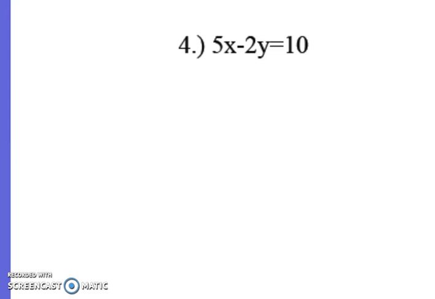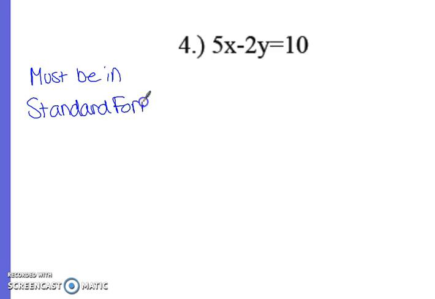So let's suppose that you have an equation and not a picture. The first thing you have to do is it must be in standard form. Remember from yesterday, standard form is ax plus by equals c. So you need to have both your variables on the left and c on the right. So I'm going to go ahead and look. 5x minus 2y equals 10. Absolutely, it is in standard form.